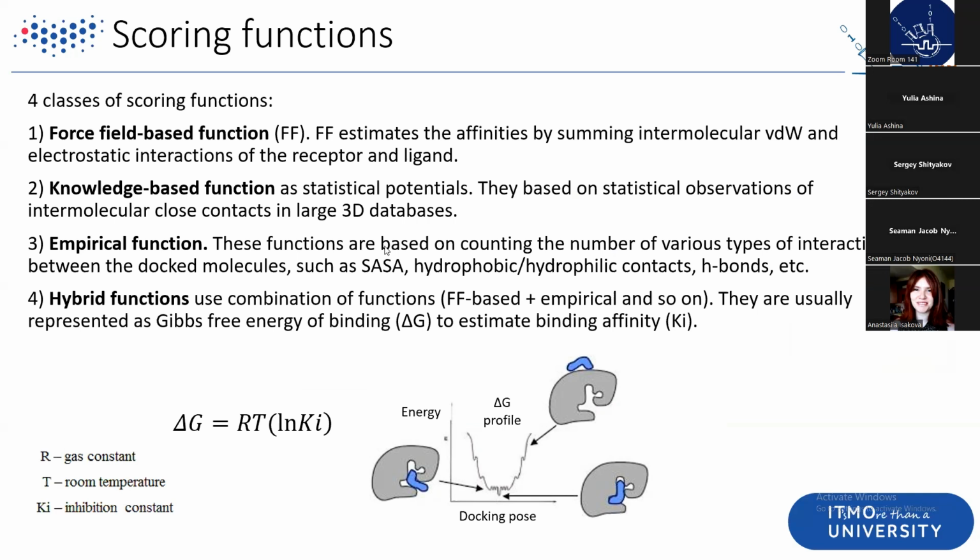There are also some scoring functions to rank the right molecules, and you can subdivide the scoring functions into different classes, like shown here. The first class is the force field-based functions, where you use the force field, estimating the affinity by summing the energy of the protein-ligand interaction, like van der Waals and electrostatic interactions, putting it all together in a force field.